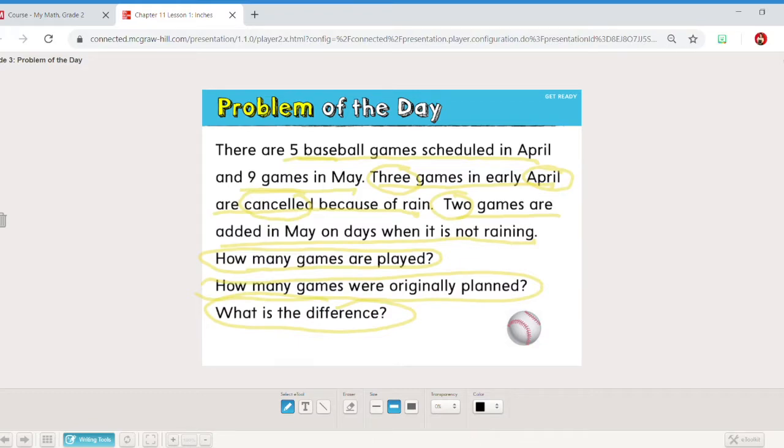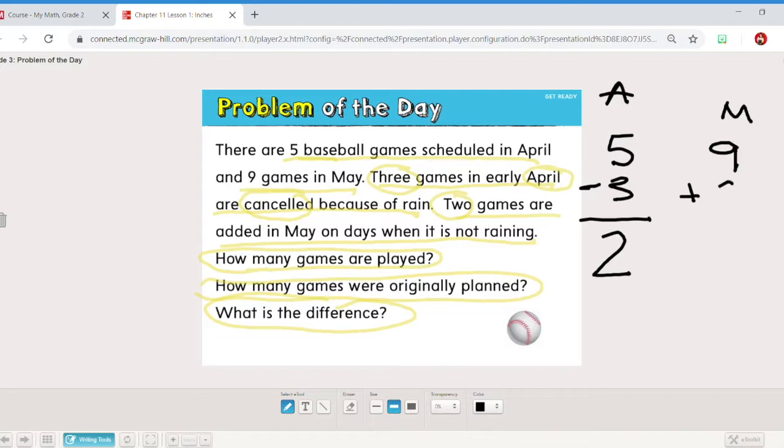So 5 baseball games are scheduled in April. Put April, May. 9 in May. It says 3 games in April are canceled. So if they're canceled, we have to take them away, which leaves 2 games in April were actually played. 2 games are added to May. Well, May is going to be a busy month for games. So 9 plus 2 is 11. How many games are played?